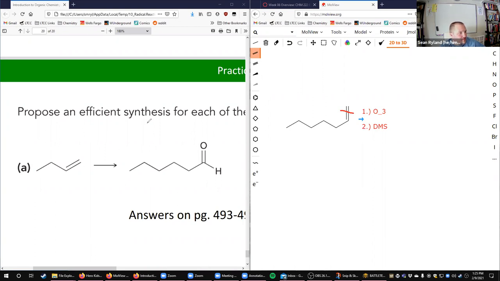So that means that we need to get to this molecule. And remember, we started with four carbons. We're going to need to get to another three carbons added on there. And then have that go through some form of ozonolysis.